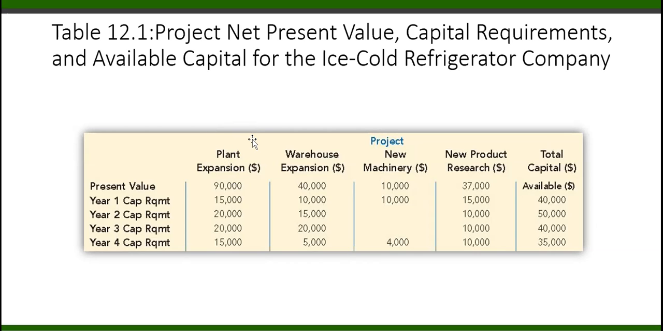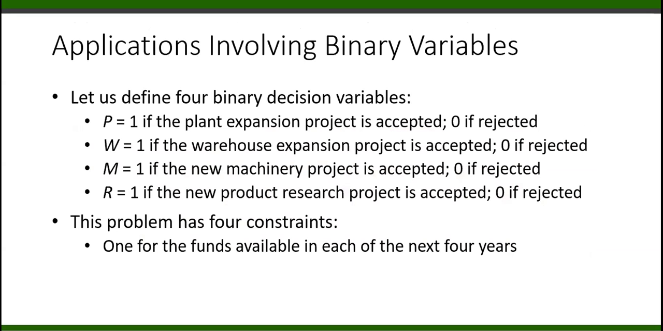1 means yes, invest in the project. For plant expansion, we're going to define 1 decision variable, whether or not to invest in plant expansion. We denote that by P equals 1 if the plant expansion project is accepted, meaning that we invest in that project. 0 means no, we reject it, we don't invest in this project. W for warehouse expansion, M for new machinery, R for new product research. And we define all of these 4 decision variables as binary decision variables.